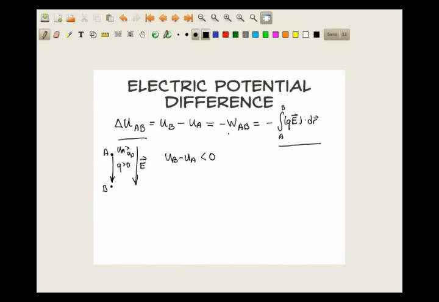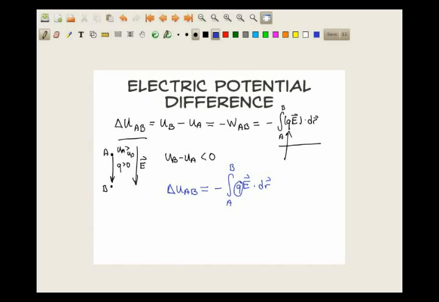But what we really need is something that's kind of independent of this little beast here, Q. If we write this out in a simplified form without all this intermediate stuff, we have that the change in potential energy from A to B is equal to this quantity. But we've got this pesky charge floating around. We don't know what that charge is.